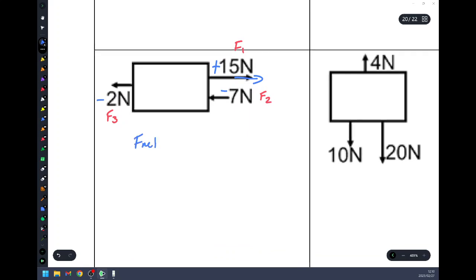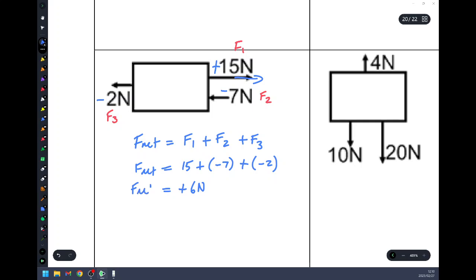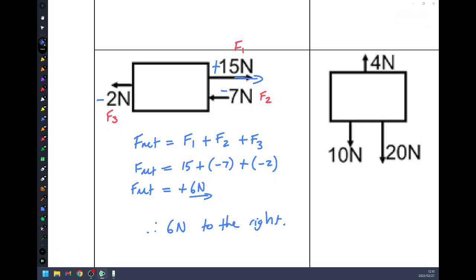Write out the sum, force 1 plus force 2 plus force 3, and so that is going to be 15 plus minus 7 plus minus 2. Right, so that gives us minus 9, and 15 minus 9 is going to be plus 6 newtons. Because of that plus 6, that tells us that it's going to the right, therefore 6 newtons to the right. And so because the forces are not balanced, this object would accelerate, and the direction it will accelerate is to the right.